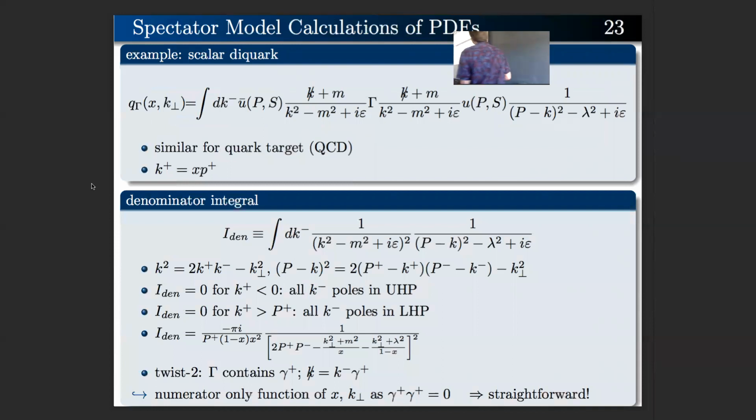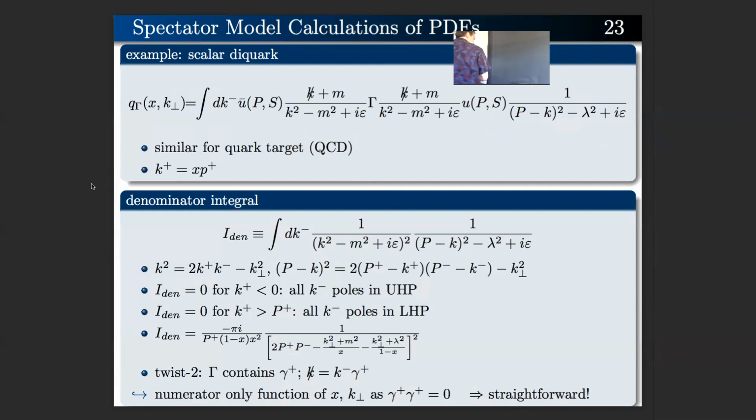Okay. So to convince you that there are delta functions, I need to show you a little bit about the details, how these calculations are done. To write down the most simple example, this is for a scalar diquark. This is how you would calculate a TMD, and after integrating over K-perp, you get the PDFs.